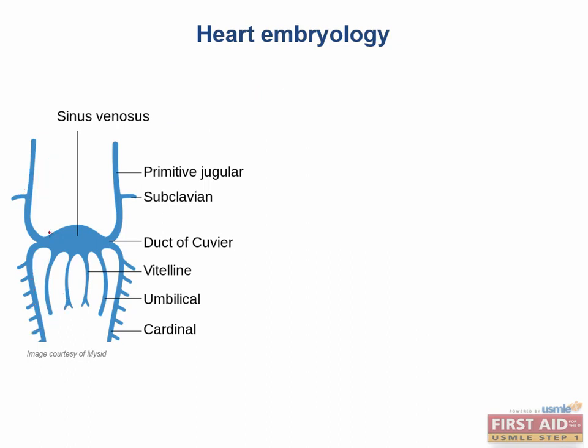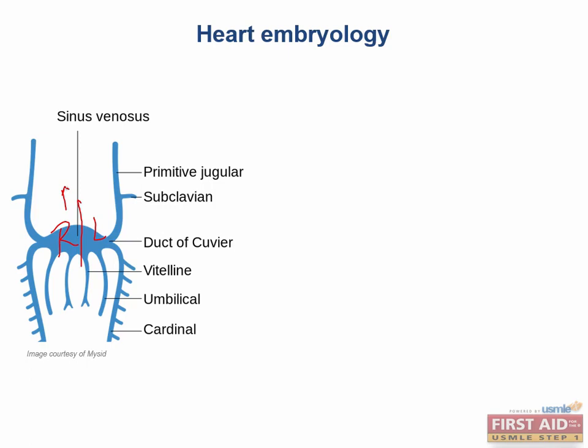So sinus venosus literally means bag of veins, which is exactly what it looks like in this picture. Note how all of the veins converge to drain into this one bag, the sinus venosus. So the sinus venosus has two horns. Anatomically, this is the right and this is the left horn.